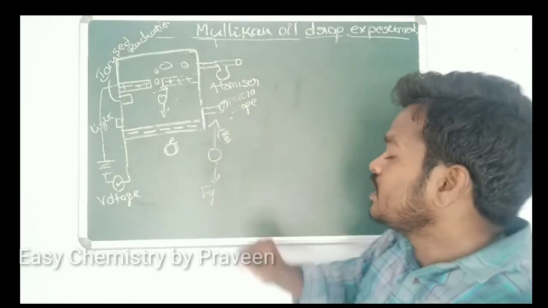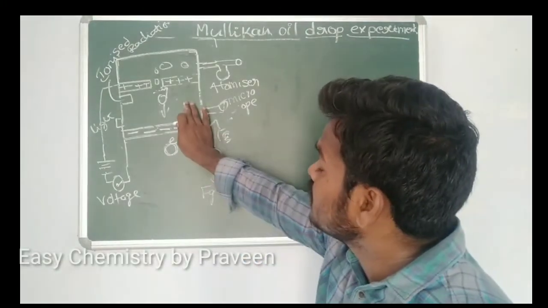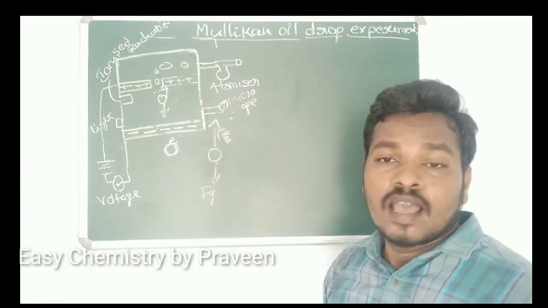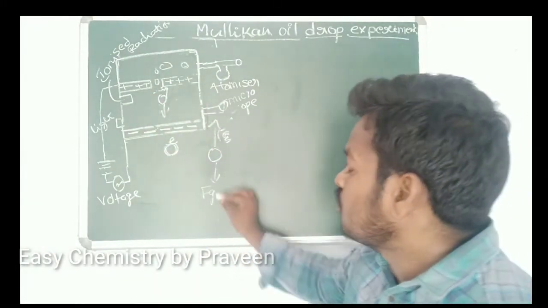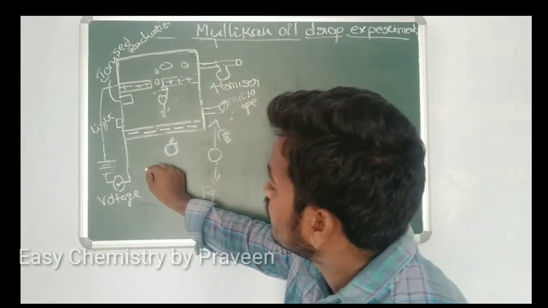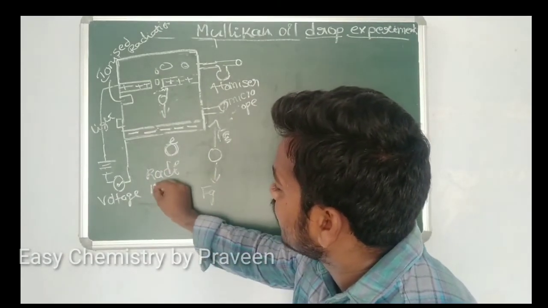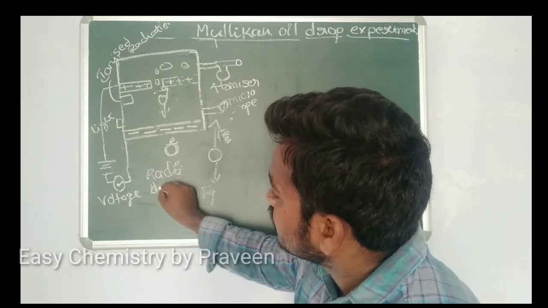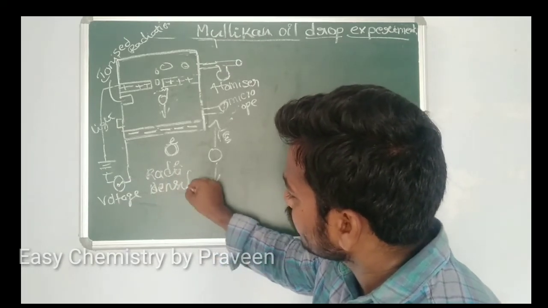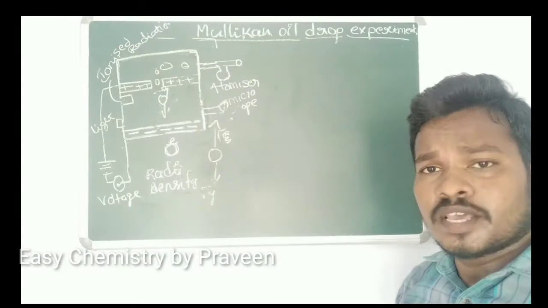So he found out the mass of the electron. How do we find out the mass? With the help of the known radius and the density, he found out the mass.